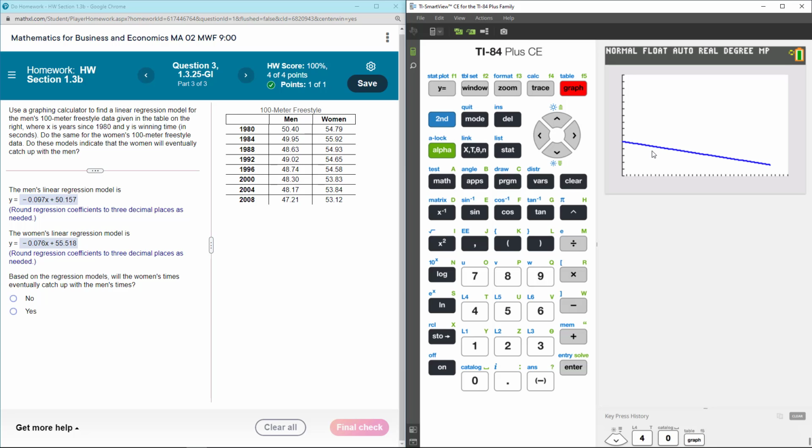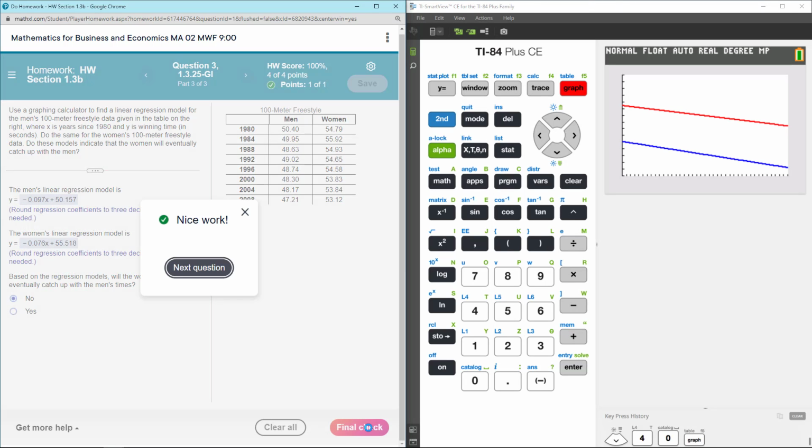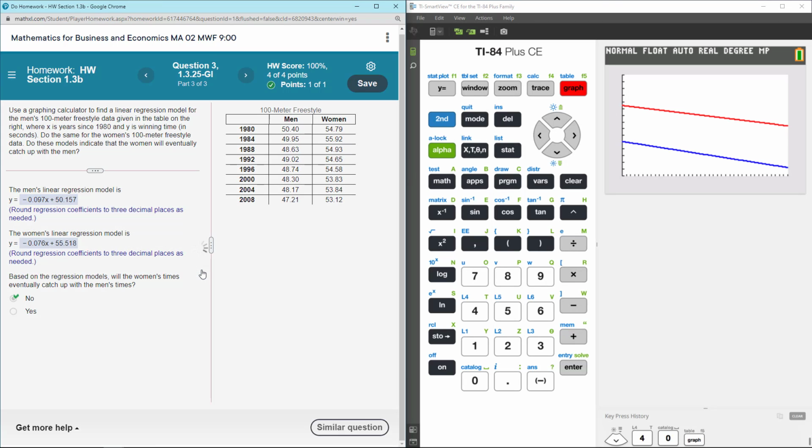Okay, so this is the time for the men. This is the time for the women. Notice how they are getting larger as time goes on. It doesn't look to me like they will ever cross. As a consequence, I believe our answer here would be no. And we can do our final check. And there it is. And we are done with this one.